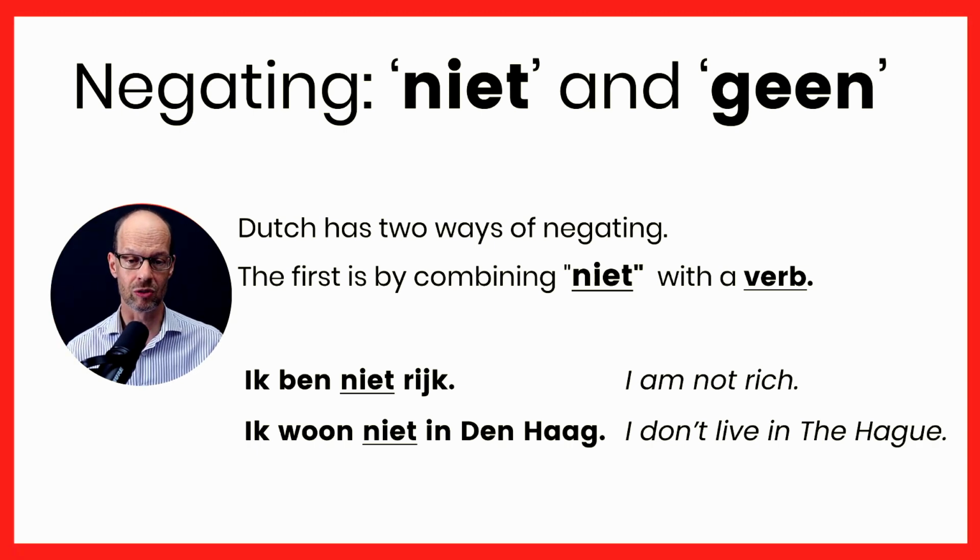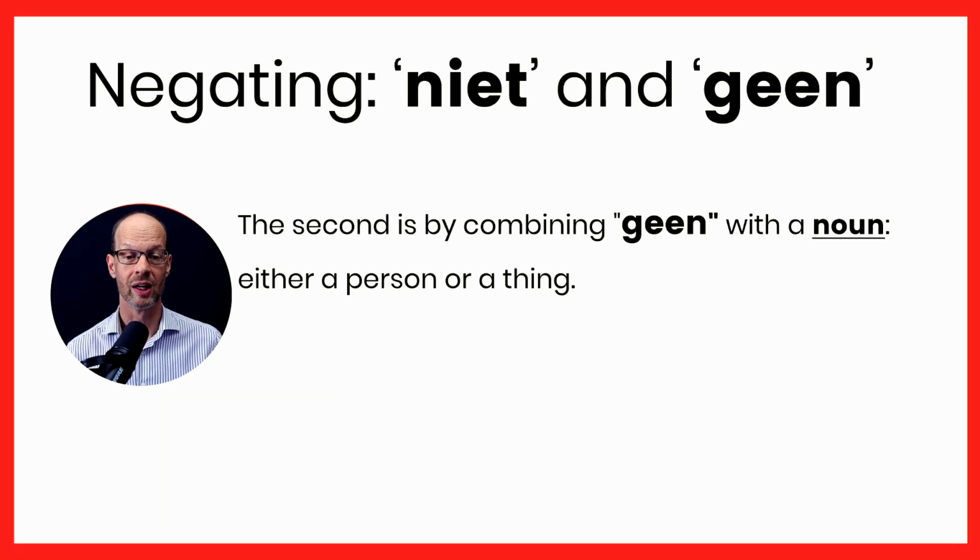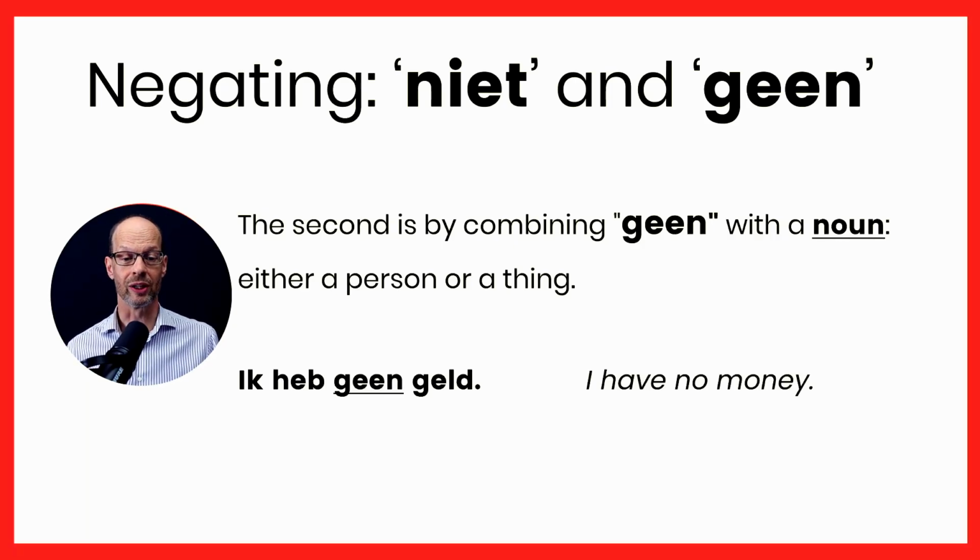Now we go to the second way of making something negative, and that is by combining geen with a noun, right? And a noun is, for example, a person or a thing. So the other one is with a verb, this one is with a person or a thing. I'll explain. For example, ik heb geen geld. So that means I have no money. So what don't I have? I don't have money, right? So it's about the money that I don't have. So the money is a noun or a thing, right? So I then use geen.